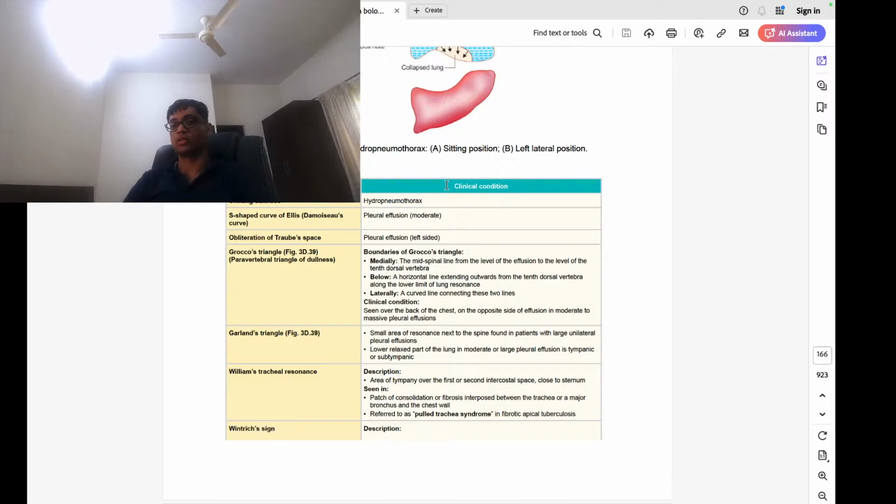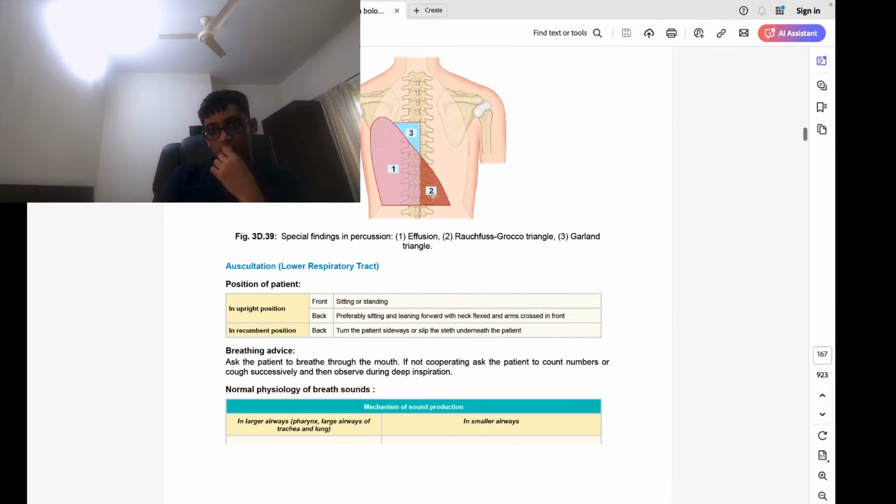Medially, it is the mid-spinal line from the level of the effusion to the level of the 10th dorsal vertebra. Below, a horizontal line extending outward from the 10th dorsal vertebra along the lower limit of lung resonance. Laterally is a curved line connecting these two. Grocco's triangle.